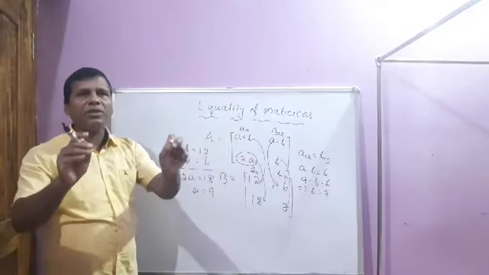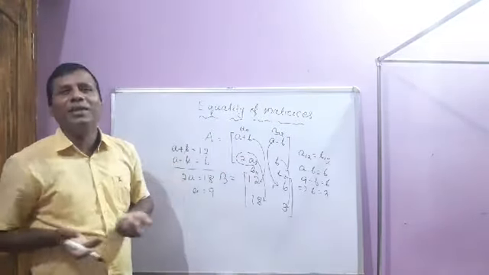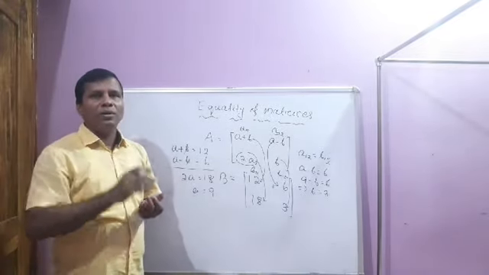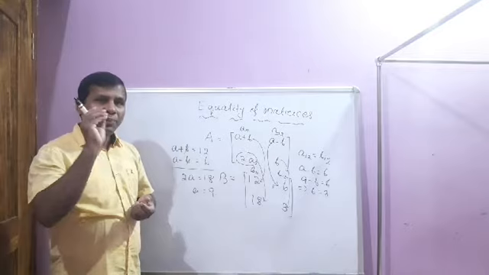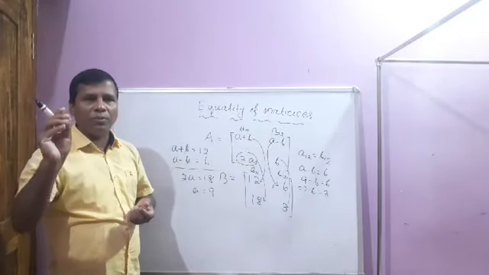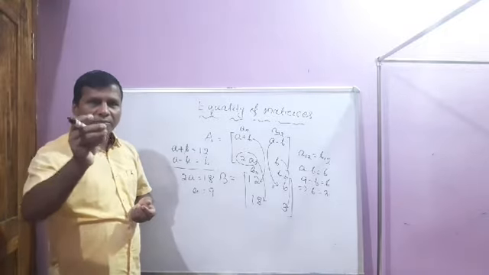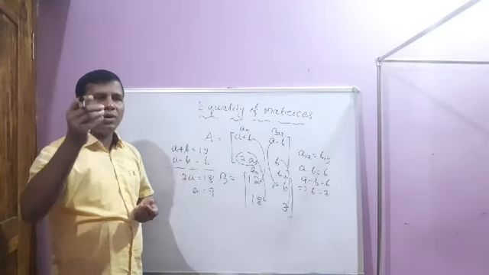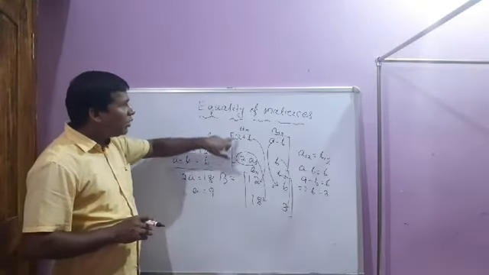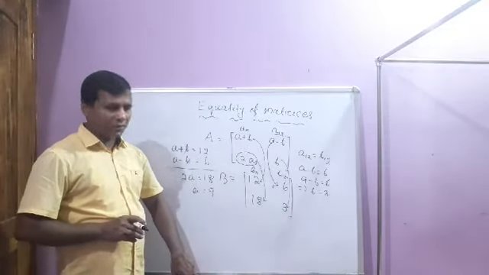According to our definition, when two matrices are equal to each other, what happens in this case? Aij is equal to Bij for all values of i equal to 1, 2, up to m, and j equal to 1, 2, up to n. This is the equality of two matrices.